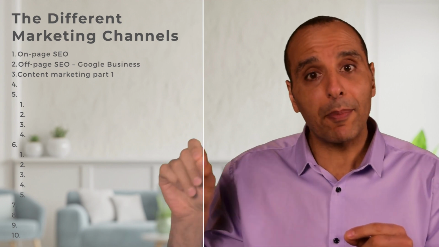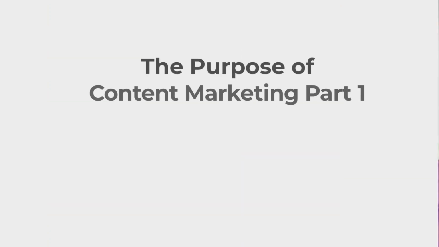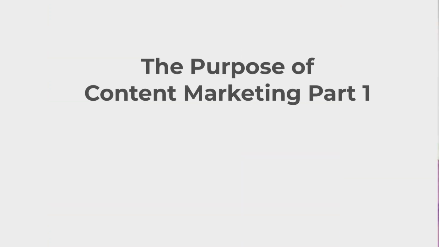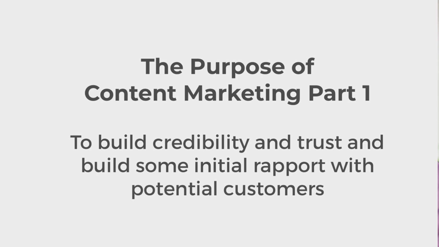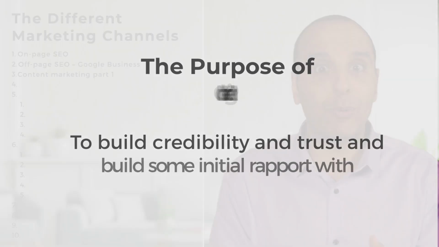Because in your case, they probably spend a couple of minutes on your website, but they will spend more time consuming your content. Some people like to read, some people like to watch videos on YouTube, some people like to go and watch videos or read a post on social media. So that's what content marketing part 1 is. The purpose of part 1 content marketing is just to set up some credibility and build up some trust with the viewer.